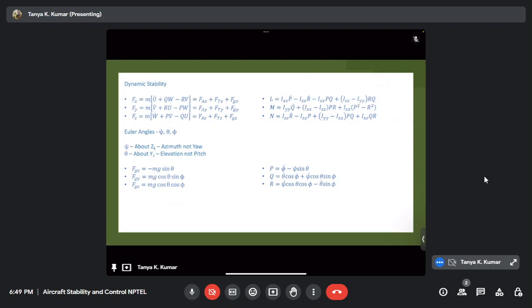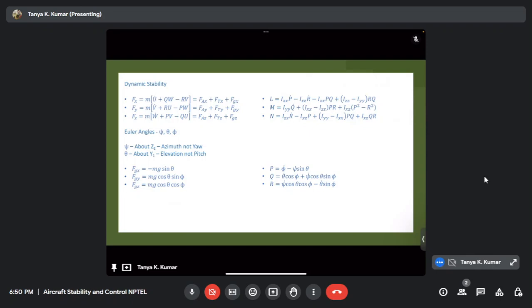Then we studied something known as the Euler angles, psi, theta, phi, and like I had mentioned in the last session, the psi and theta are not to be confused with the yaw and pitch. Okay, these are the orientation of the body frame with respect to the inertial axis. Whereas your yaw and pitch are in the body frame, right? They are measured with respect to the body frame. Okay, they are different from these Euler angles. Now, where do these Euler angles come into play?